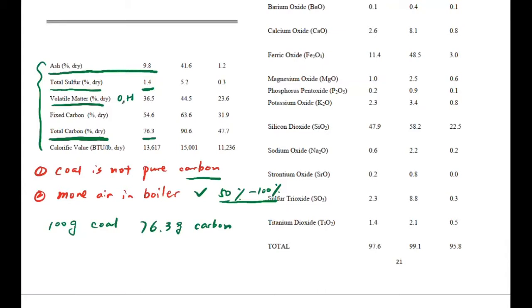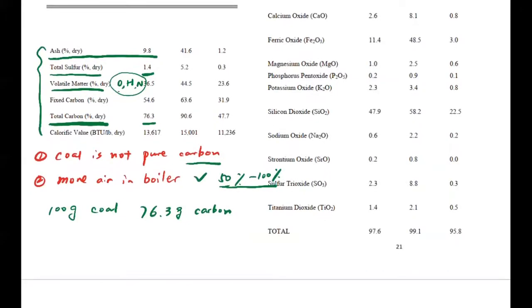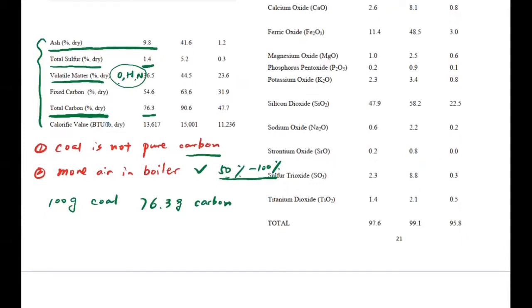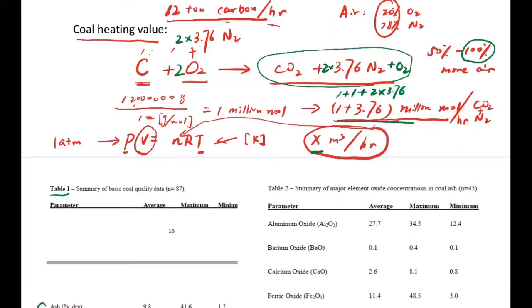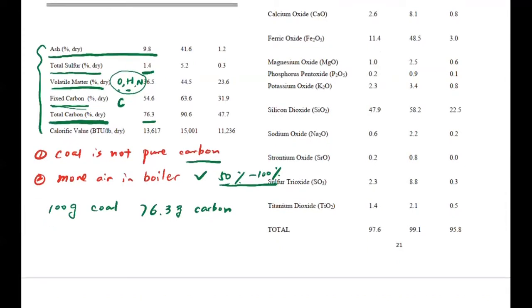So volatile matter simply means that there are oxygen and hydrogen here, okay? And nitrogen. You can further refer to other publications or resources to find out what is the mass ratio or the mass fraction of each element here, okay? So what it means by fixed carbon is basically the carbon that's existing in the pure carbon state, okay? So the total carbon means that the carbon is bonded with the hydrogen, with oxygen or nitrogen here, okay? But based on the total carbon, we can know how many carbon are there in the coal particles.